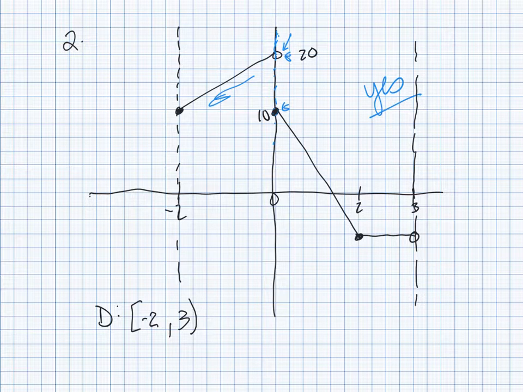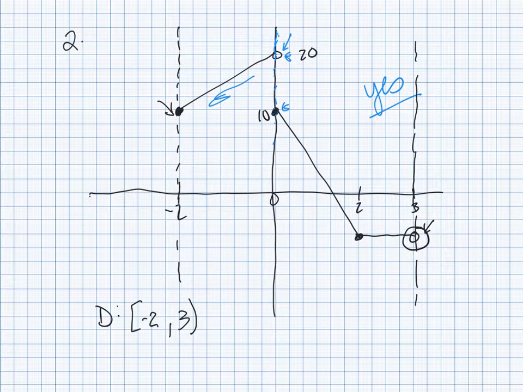Now what the soft shell says is that it's not really defined at 3. See how there was a donut there? And the hard shell means that it included that -2 because this was a dot here. So that's your domain. It's all the values of x that have a graph on them.